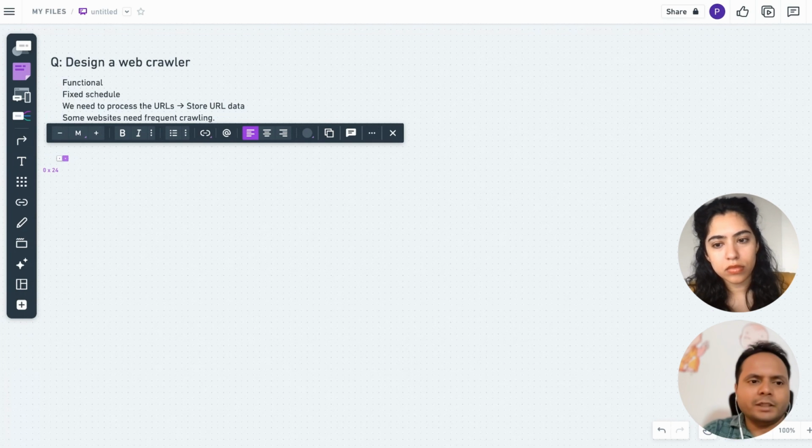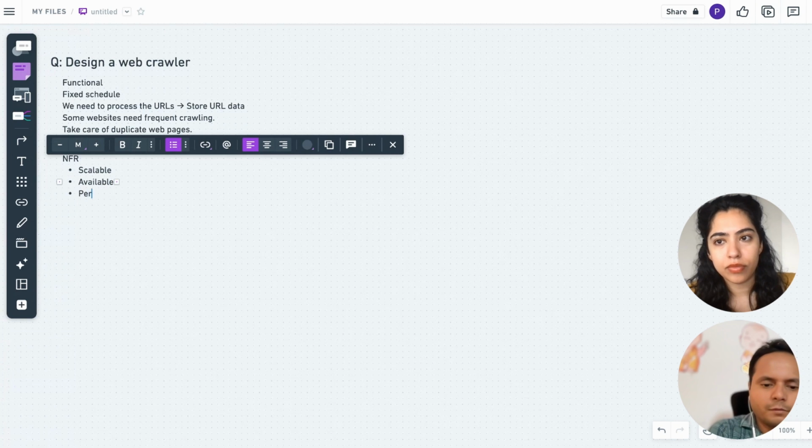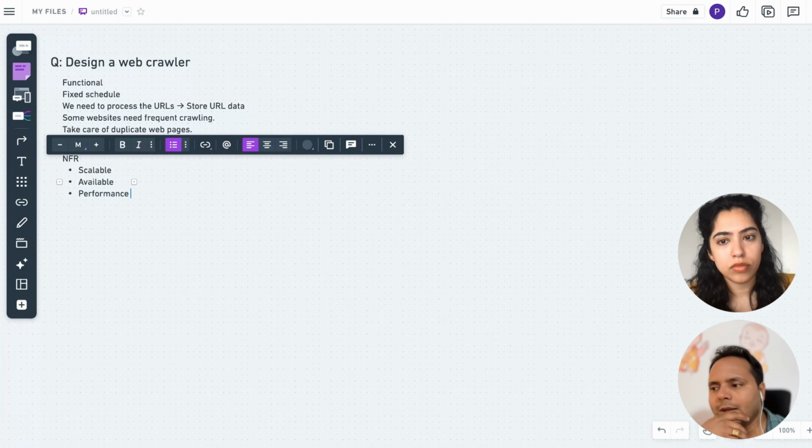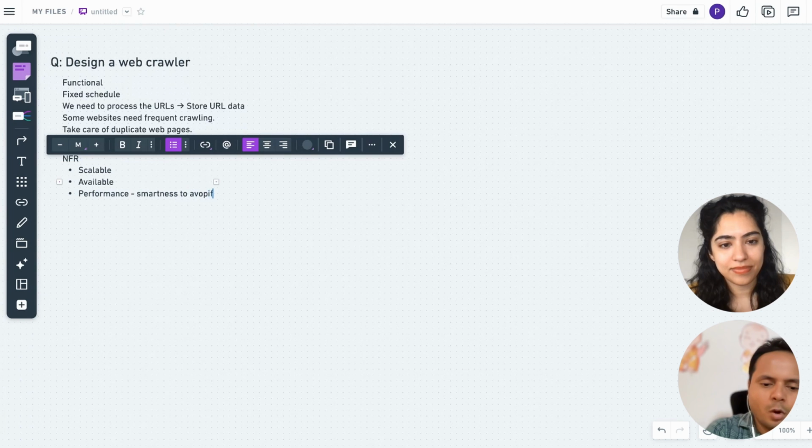But do you have anything else that you want to add for the non-functional? On the point you just brought up about indexing the same page twice, let's look for performance optimizations where the system should be smart enough to avoid visiting URLs that it has already seen before. Okay. Performance also should be taken into account, and we need some kind of smartness to avoid visiting the same URL. Okay, fair enough.